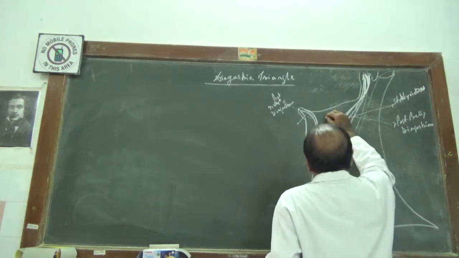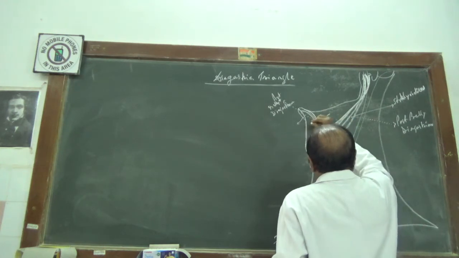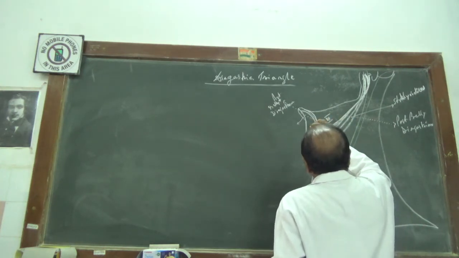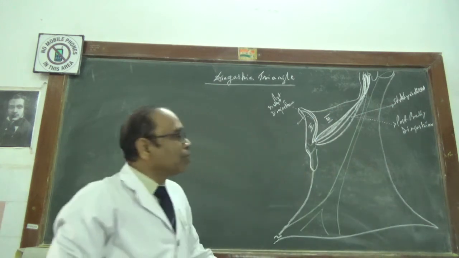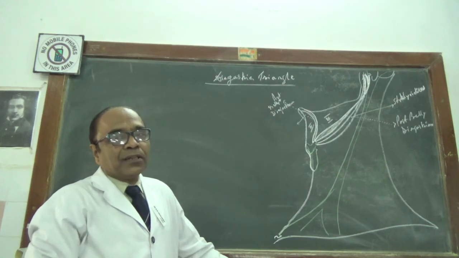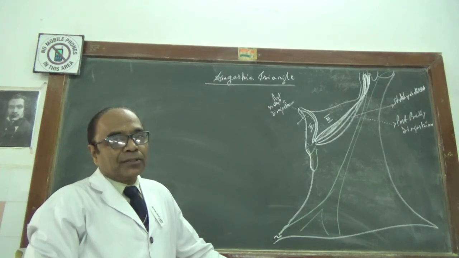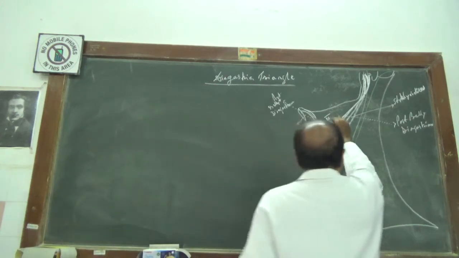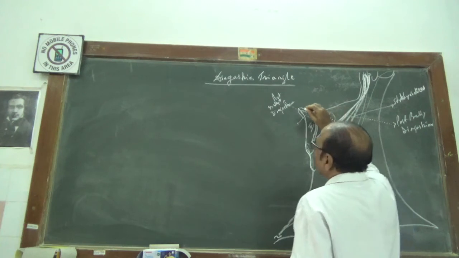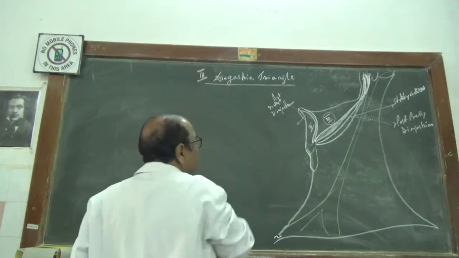So now this triangle will be the third, and this triangle will become the fourth triangle. The fourth triangle is said to be another triangle, that triangle is the submental triangle. Now with this, this is the third. The other two we finished yesterday.